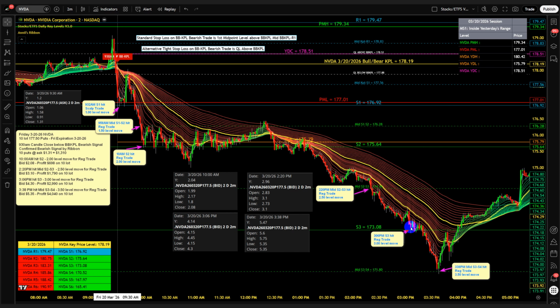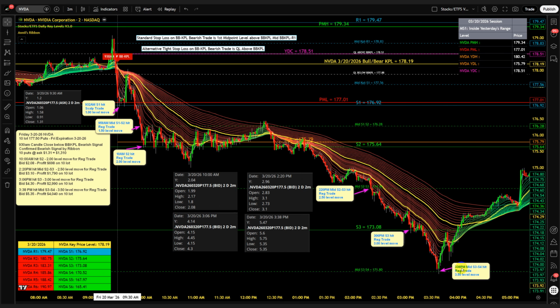At 3:06, we have a hit. It did back off after hitting it, but it did hit it on this particular candle. So that is a hit of the S3, now a 3-level move in your favor on a regular trade. 3:06, candle close bid $4.30. That is now a profit of $2,990 on a 10 lot.